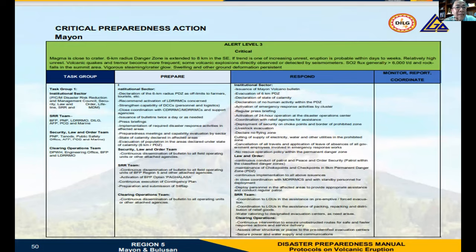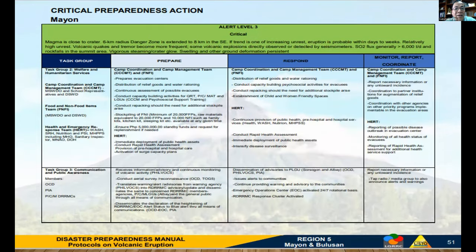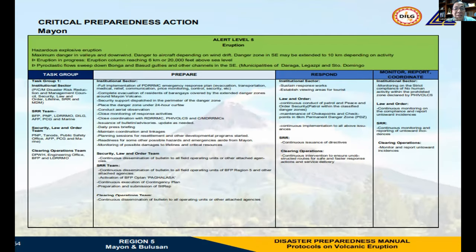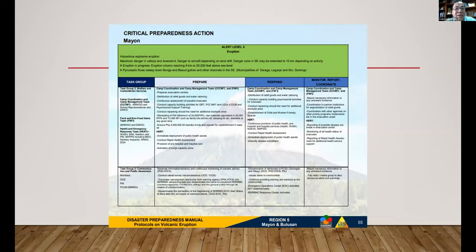Okay. Critical preparedness action. Ito yung task group na sa to prepare, respond, and recover. Clear din naman yan. Yan sa manual. I don't need to further elaborate this content because they are self-explanatory. Instructional naman yan. And then, critical preparedness action, task group, and then prepare, response, and recover. Iyan yung mga tasks nila by task group. Now, balikan ko yung response phase.